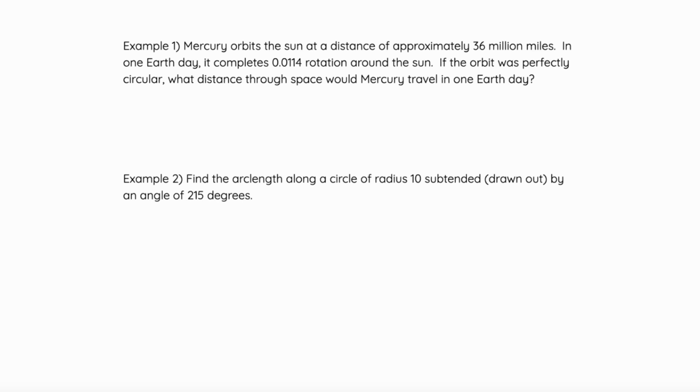So going with that idea, Mercury orbits the sun at a distance of approximately 36 million miles. In one Earth day, it completes 0.0114 rotations around the sun. If the orbit was perfectly circular, what distance through space would Mercury travel in one Earth day?